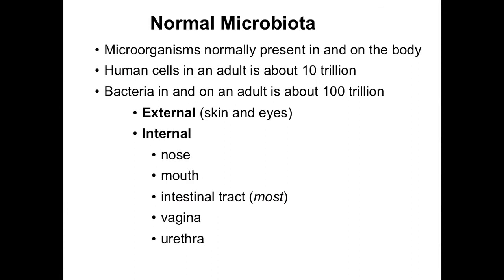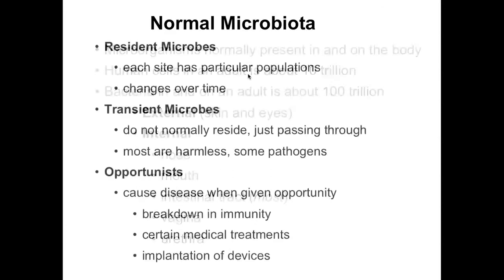So they're normally present in and on the body. Human cells in an adult number about 10 trillion. Bacteria number about 100 trillion, so there's a tenfold increase, so there's a lot of microbiota. Primarily found externally, both on the skin and eyes. They're everywhere. Internally, nose, mouth, intestinal tract, vagina, and urethra. Especially the intestinal tract. That's where the majority of microbiota, at least internally, are located.